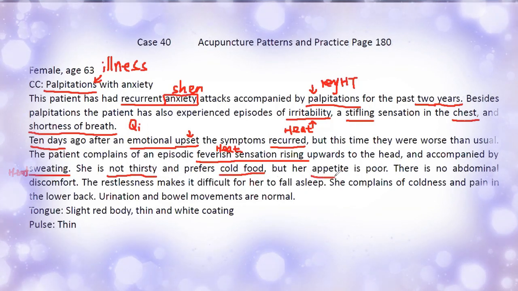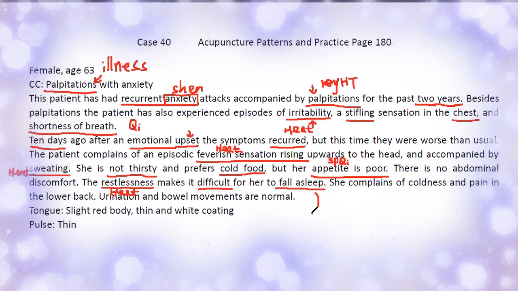Poor appetite, usually we are talking about spleen qi deficiency causing it. No abdominal distension or discomfort, which we would expect with spleen qi deficiency. So we have some spleen qi deficiency signs here, but not that severe. Restless, still a sign of heat. And difficulty falling asleep is still caused by heat.